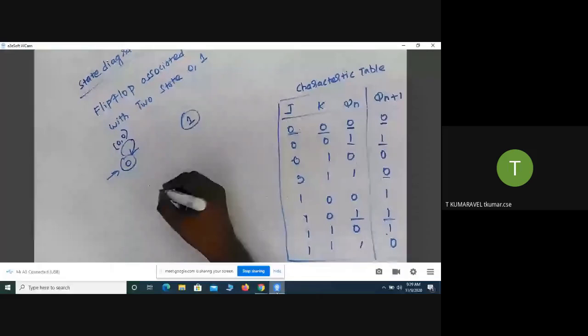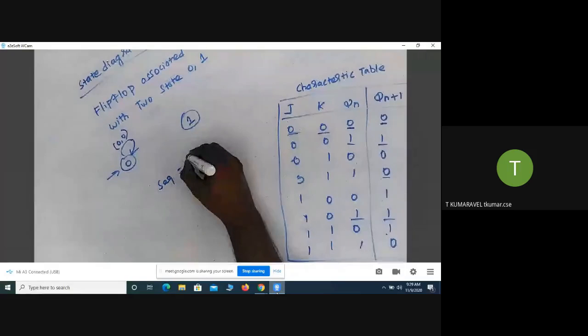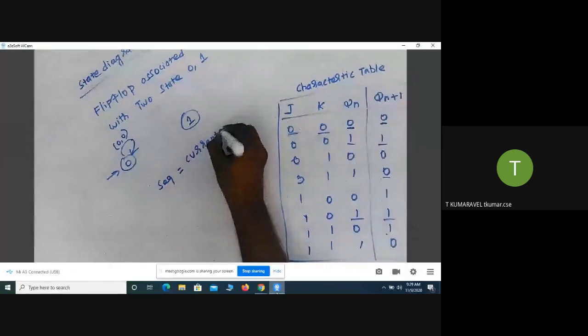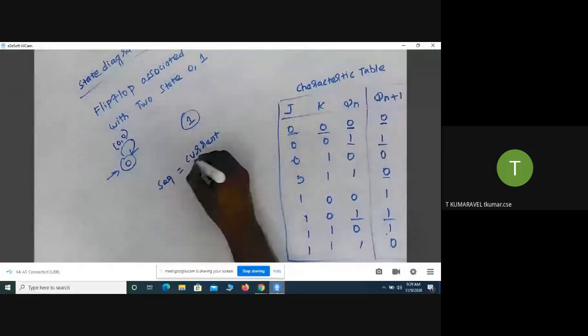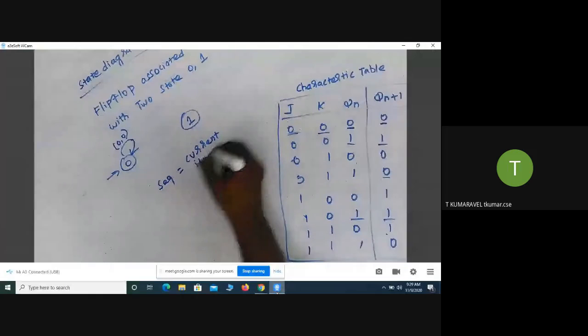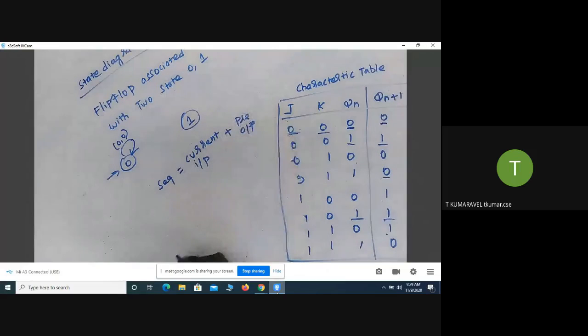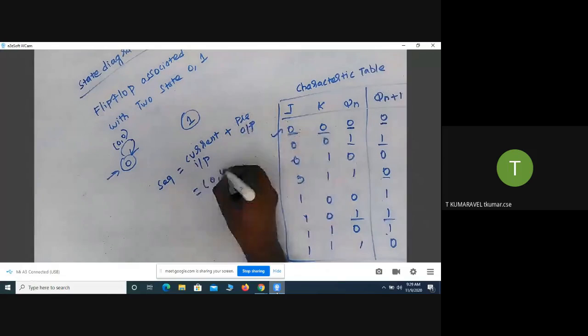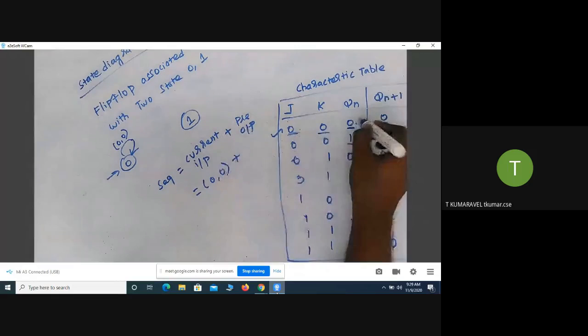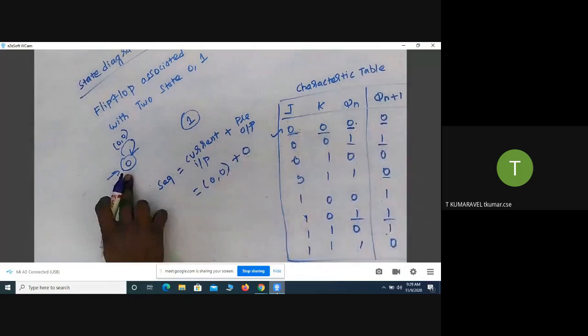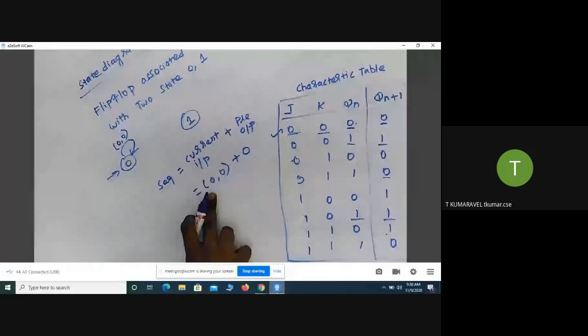How does a sequential circuit work? A sequential circuit depends on the current input and the previous state output. Here the current input is 0 0, and the previous state is 0. So I'm in state 0, I take input 0 0, and again I'm in the 0 state. That's why I write it like that.